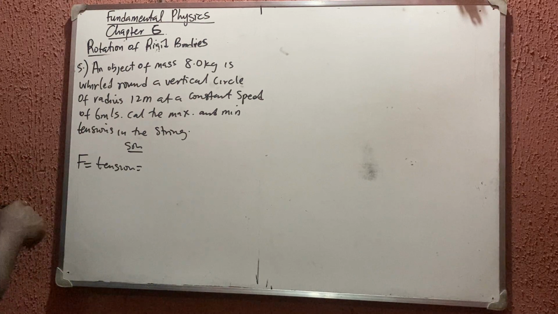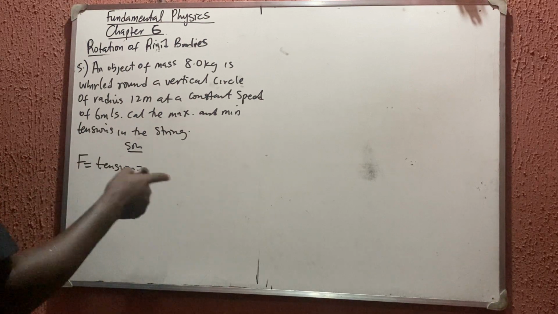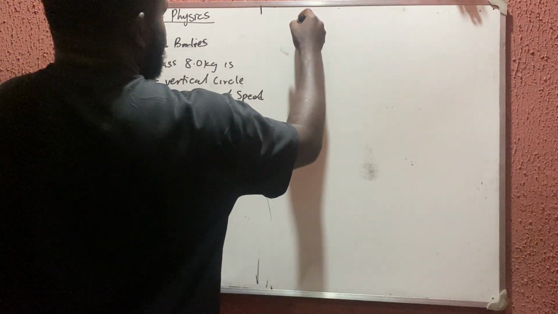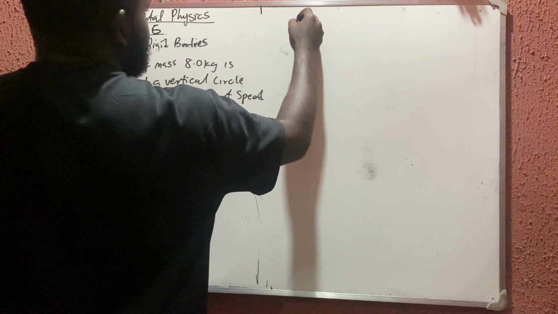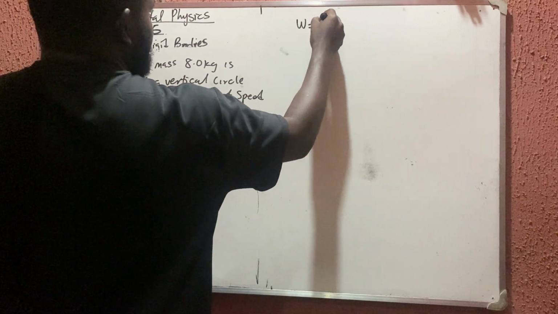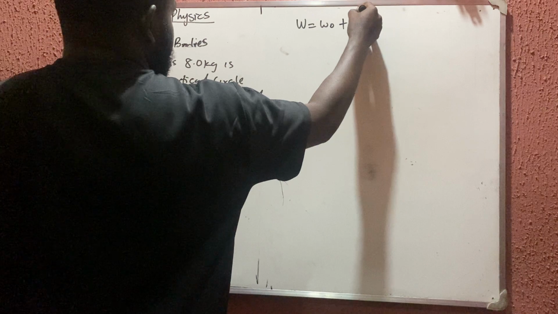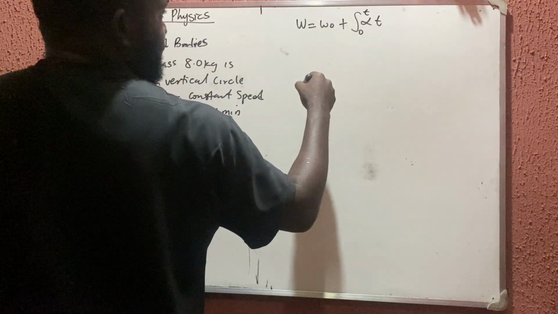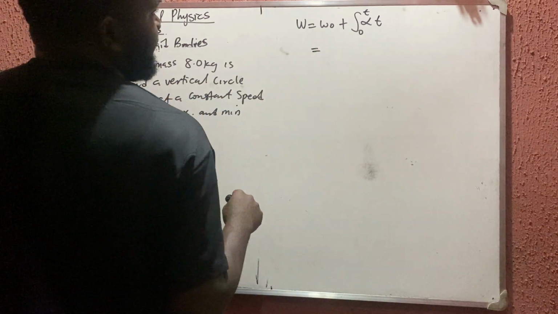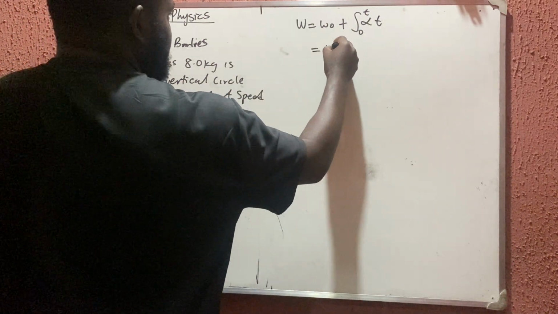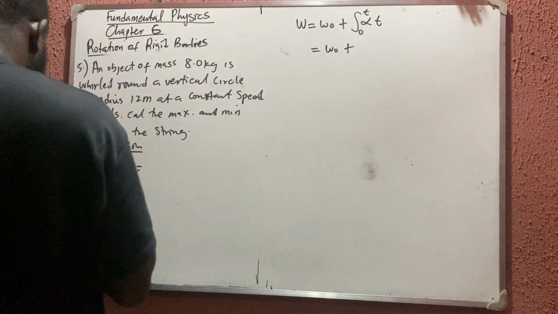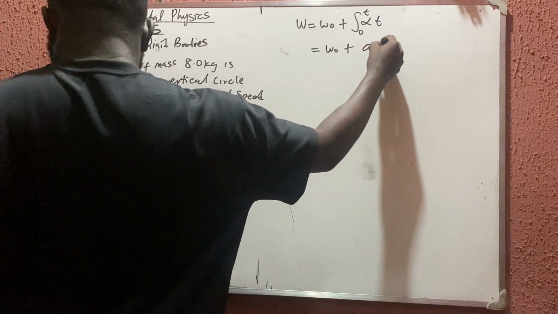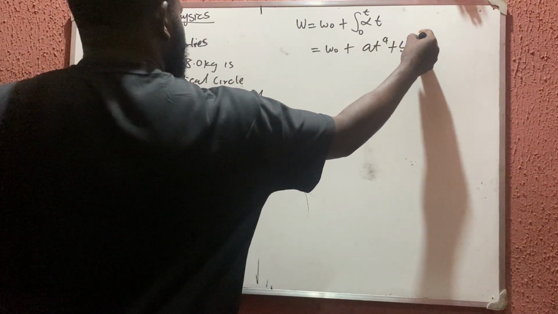Now let me quickly tell you why we had that W0T there. Before we continue with this, I told you that to get your W is equal to W0 plus the integral of alpha dt from 0 to t. Now we got that W0 plus, when we did everything here, we got at^4 plus bt^2.